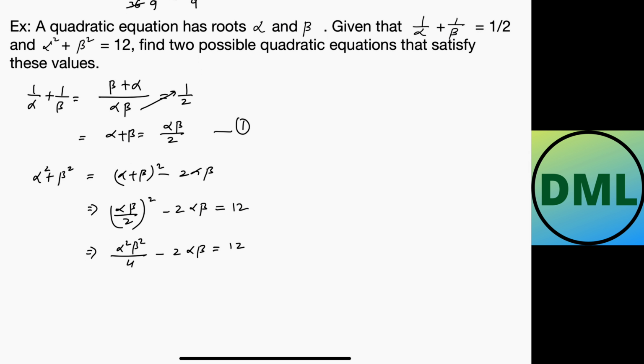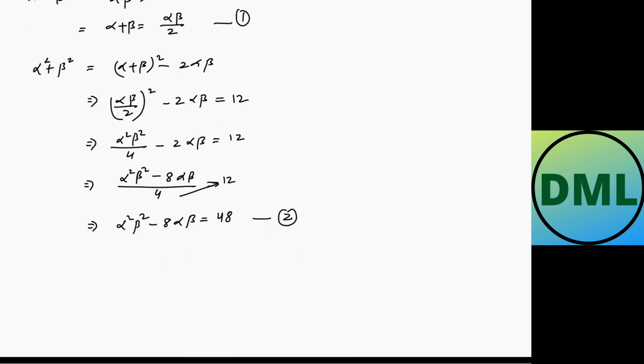If we take the LCM here, this will be written with 4 as the LCM: alpha square beta square minus 8 alpha beta is equal to 12. You do the cross multiplication on this side, that will be written as alpha square beta square minus 8 alpha beta is equal to 48. This is my second equation. I need to solve my second equation.